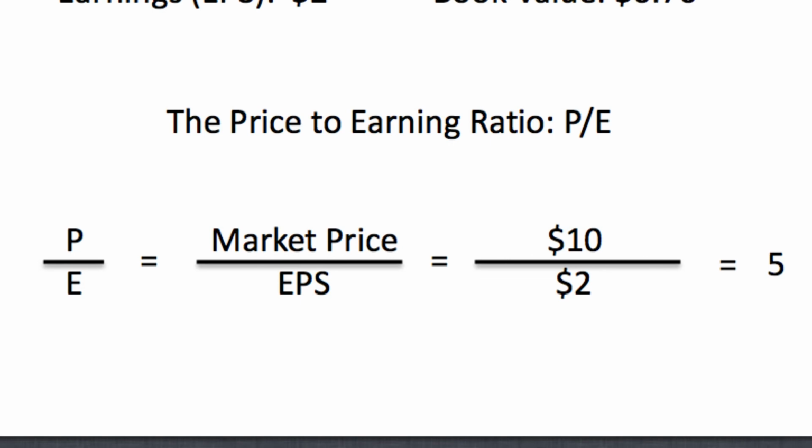So for Nancy's business, if we had one share, we know the market price is $10, and we take that $10 divided by the EPS, which is the bottom line profit in 1 year, $2. You divide those numbers, and what you end up with is a ratio of 5. And there are no units on that. When you divide a dollar by a dollar, you have no units. So the ratio is 5, and that would be your PE.